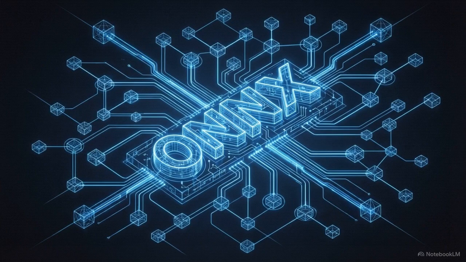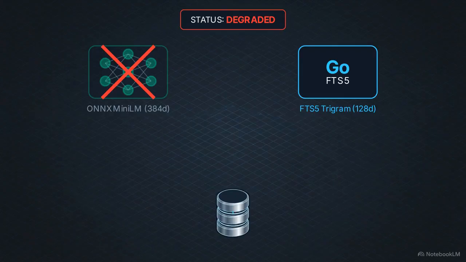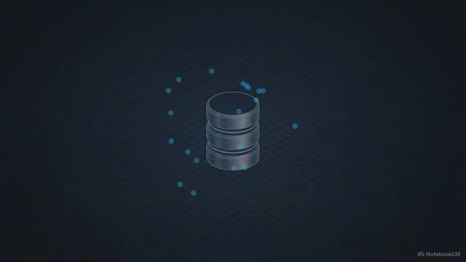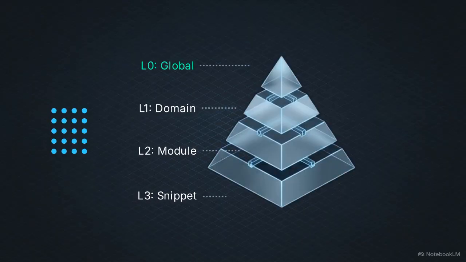ONNX is an open-source format built to represent machine learning models across different frameworks. If the ONNX runtime is unavailable, the system gracefully degrades to a pure Go FTS5 trigram embedder. FTS5 is an extension module that provides full-text search capabilities within SQLite. Rather than dumping vectors into a flat database, facts are mapped into a strict 4-tier hierarchy.